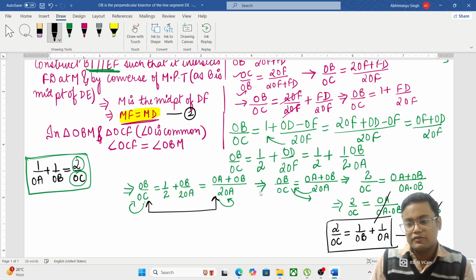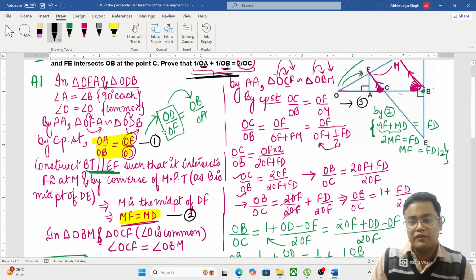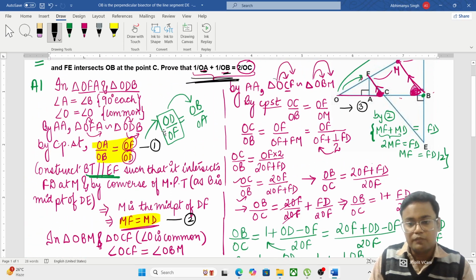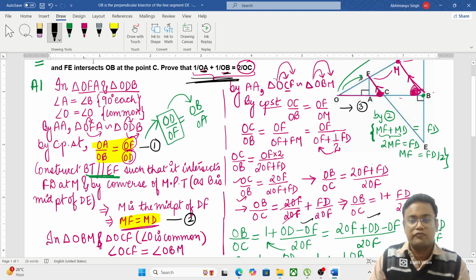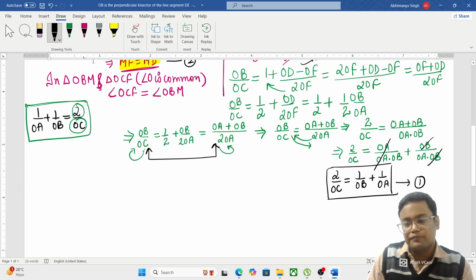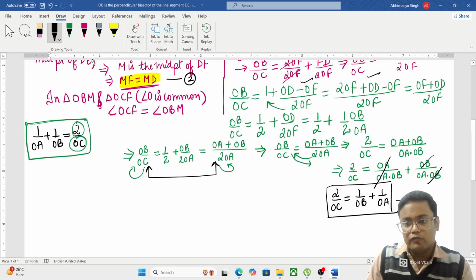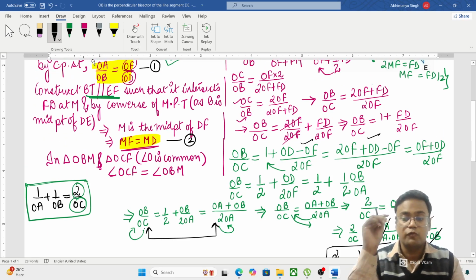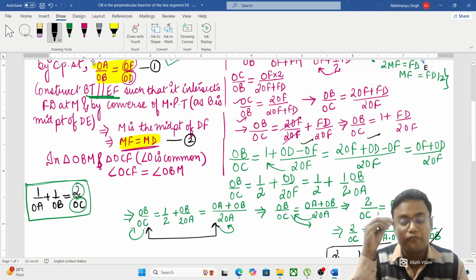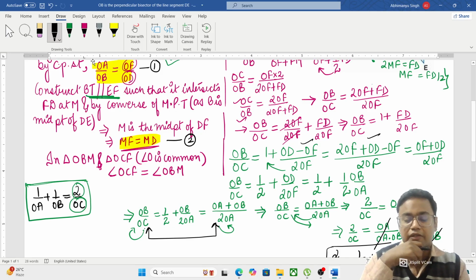So this solution might seemingly appear longer to you, but I have written some minute steps. Like here I wrote some steps which you can already skip and you can make the solution much shorter, right? So there is no need to be afraid of this chapter, similar triangles. It is very fun to do, and sometimes you do need to struggle, and if you run away from the struggle you will never succeed, right?